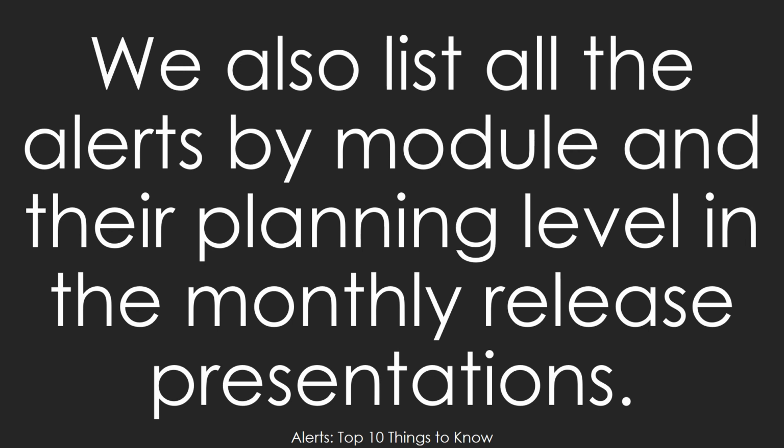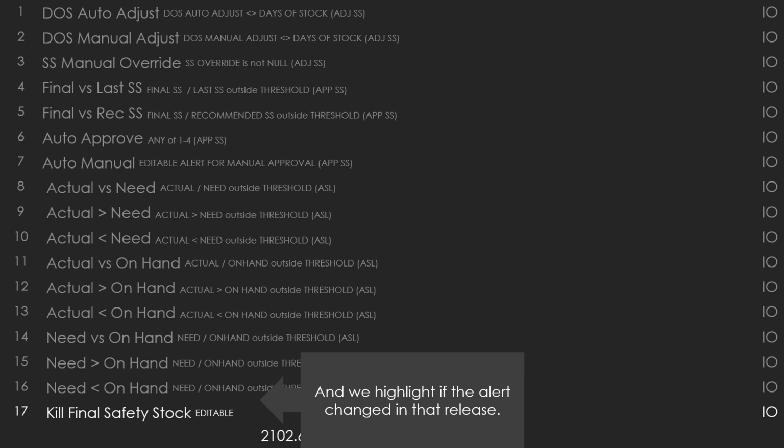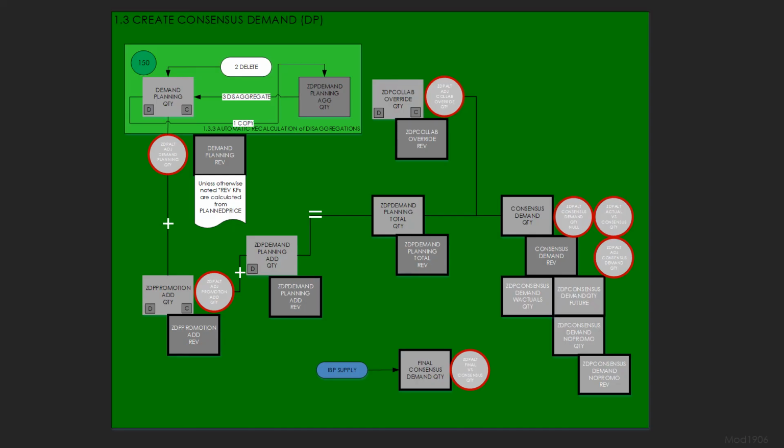We also list all the alerts by module and their planning level in the monthly release presentations. So for example, here in the last release, we highlight if the alert changed in that release as well. We also denote alerts with a red circle in the Visio document to point out which process they are in. So example here, under the Create Consensus Demand process, you could quickly see that there are 7 related alerts.